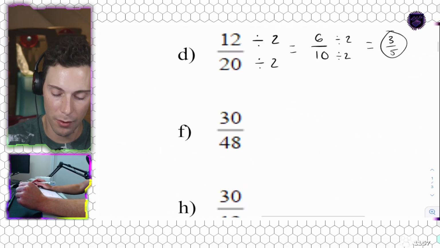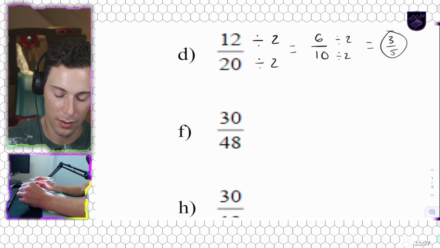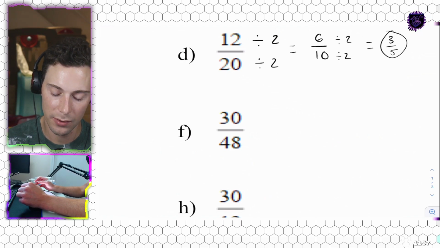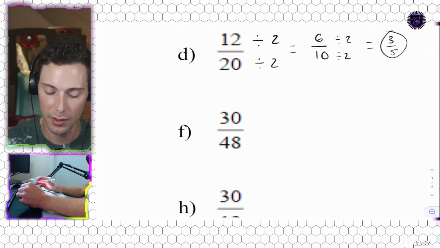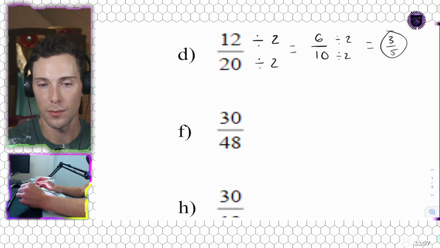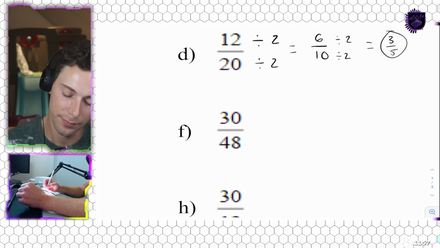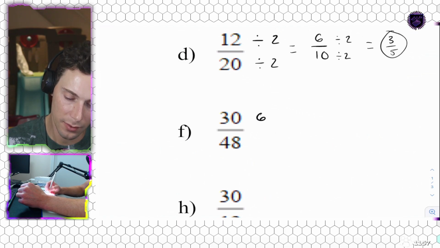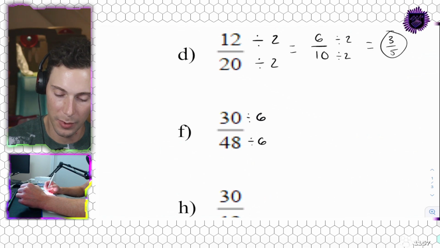F, 30 over 48. Common factor. 6? Is 6 going to be a common factor? I think it is. 48, what times 6 is 48? Is it 8? 8 times 6? Yeah. So let's go 6, divided by 6, divided by 6. And this is going to be an equivalent fraction of 5/8.